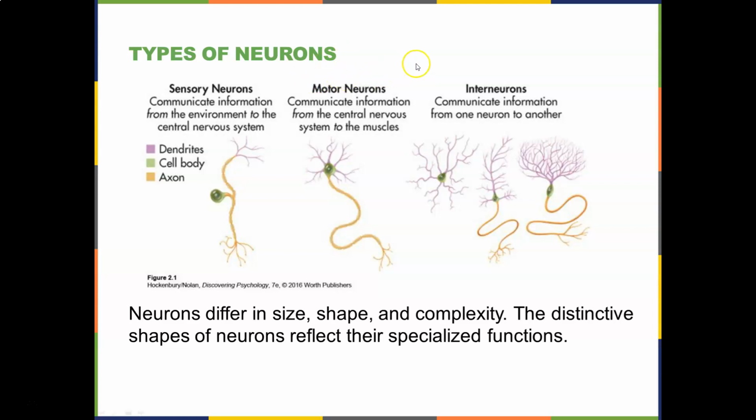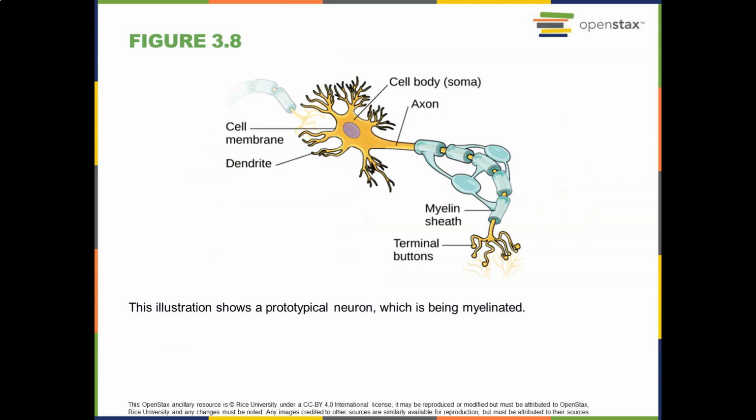Okay. The third type of neuron that's important to know is what's called interneurons. And interneurons are important because those communicate information from one neuron to another neuron. So what's important is to understand that part of the word, inter, within neurons, that communicates from one neuron to another. And all neurons differ in size, shape, and complexity. Okay, and they have different functions obviously. So let's move on.